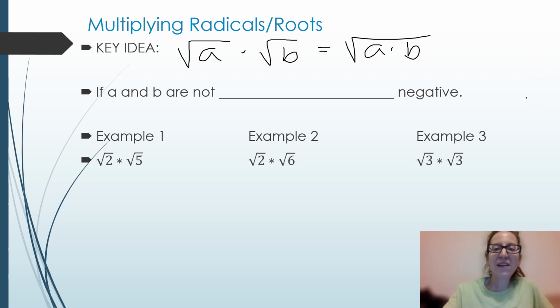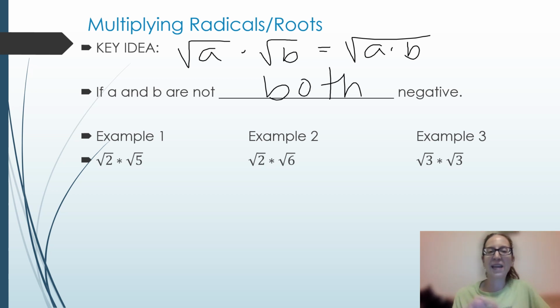Now, this is the kind of little blurb that will be in math textbooks and people just kind of overlook it. This key idea only works if a and b are not both negative. Okay, so they can't both be negative. It's okay if one of them is negative, and it's okay if neither of them are negative, but they cannot both be negative, and we'll take a look at that in a little bit.